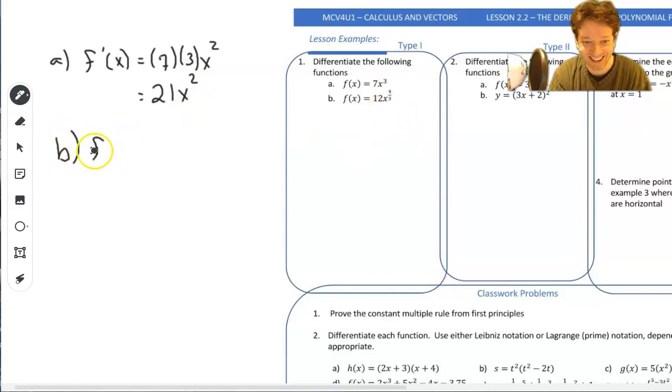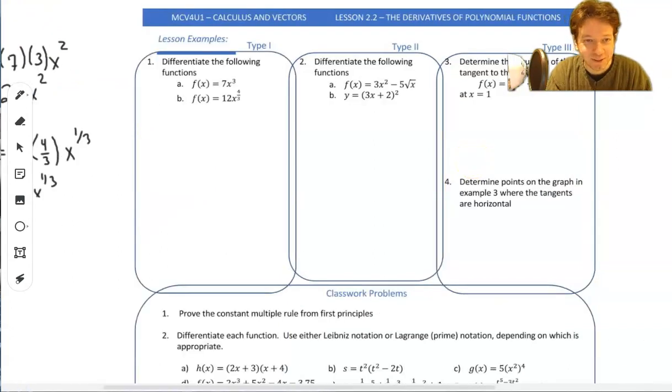All right. So next, find the derivative of this one. We'll multiply by the exponent, which is 4/3. So we still have that 12 there, times 4/3 times x, and subtract the exponent by 1. So 4/3 minus 1 is 1/3. Right, so 12 divided by 3 is 4, times 4 is 16, so 16x to the 1/3.